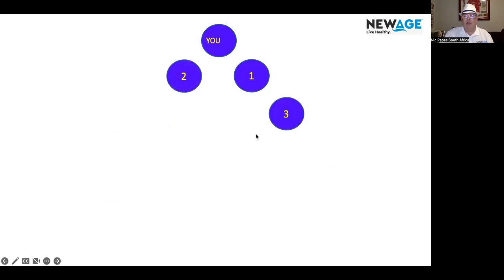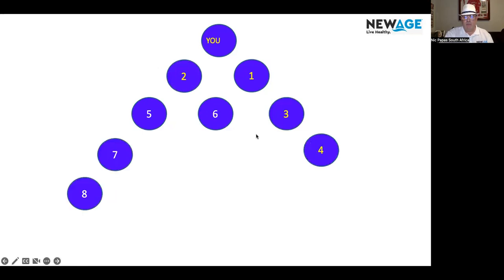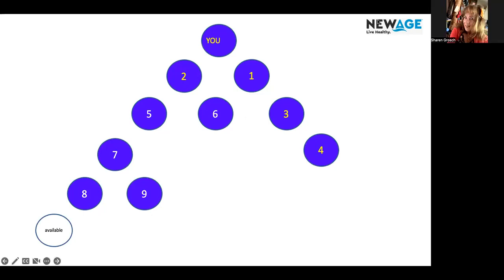So here we're recruiting again. Now number 7 is doing exactly the same thing. And the next person that comes in, you'll see on your tree where it says available. That's where you place these people, in the available section of the tree.